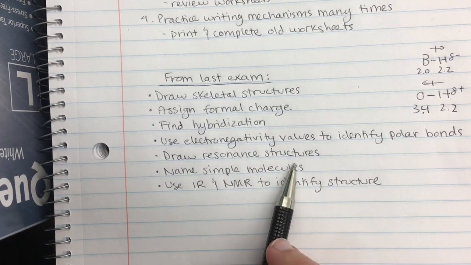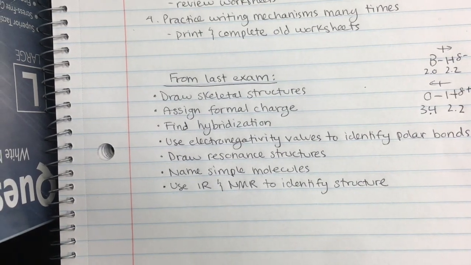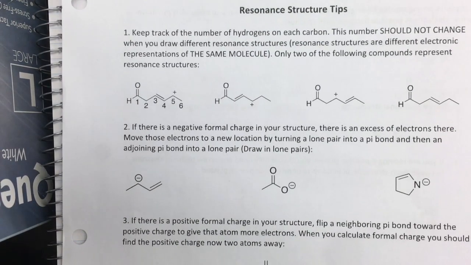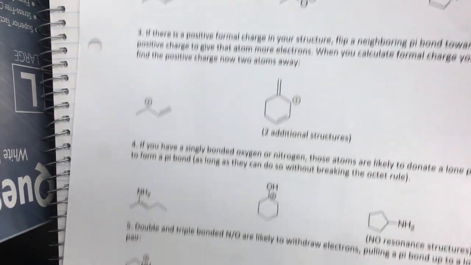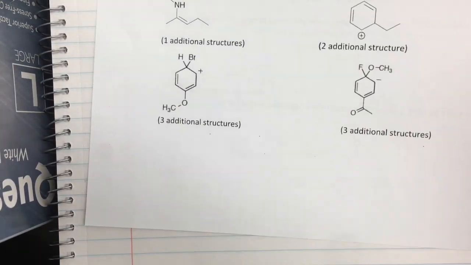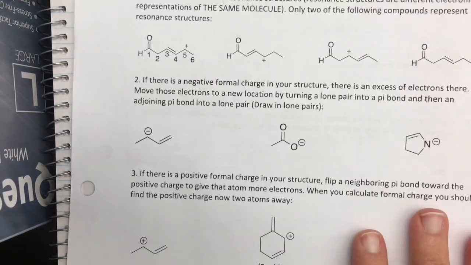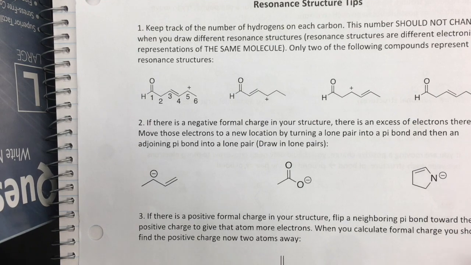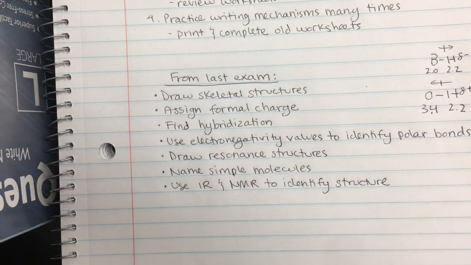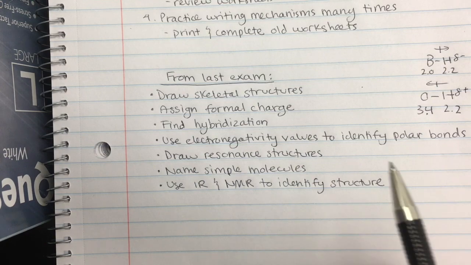All right, drawing resonance structures. This is a skill that I highly encourage you to practice more before this exam. Before the last exam, I gave you this resonance structure tips. This is a really good way to practice resonance structures, there's examples, and it takes you step by step through different types of molecules that you draw resonance structures for. So this is in the folder for reviewing the exam, and also the key is posted there as well, so it's easy to find for this exam. The most recent folder on Moodle.